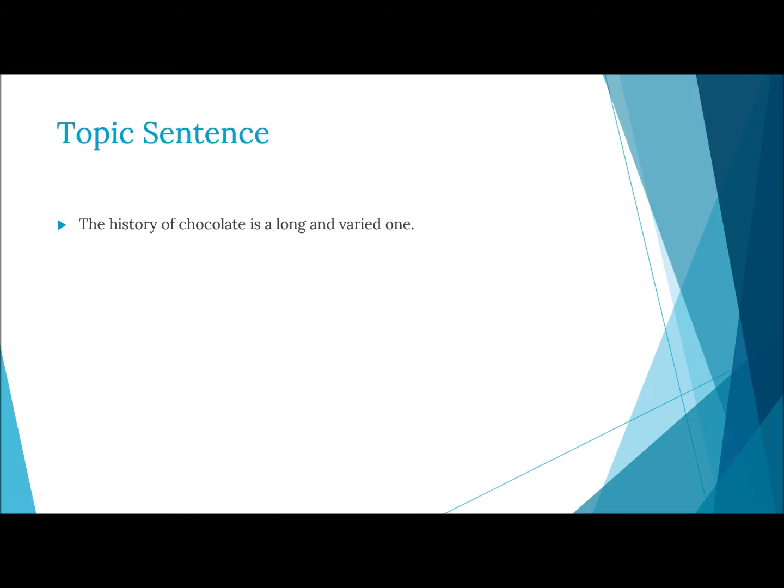So first of all, I need to think of a topic sentence to introduce it. Now I wanted to write about history, so I decided to say the history of chocolate is a long and varied one. So you can tell that my paragraph is going to be about history, and I'm going to be talking about how long and changeable the history has been. Sometimes people go back and write the topic sentence afterwards, or they refine it once they've written the paragraph. Always good to go back and check that the topic sentence does cover what you've talked about.